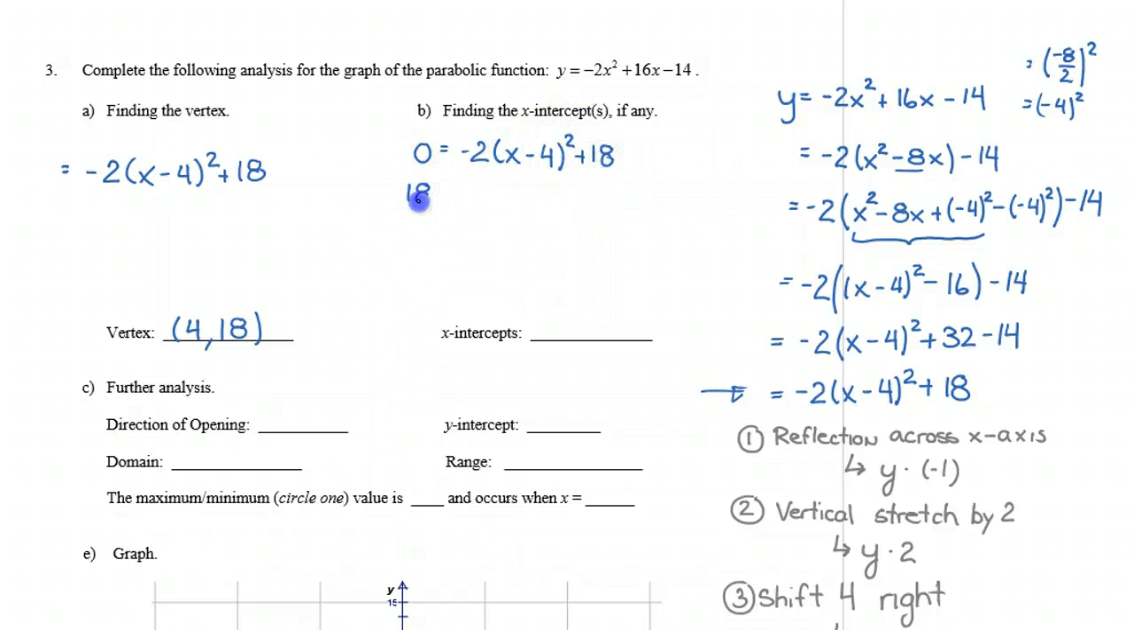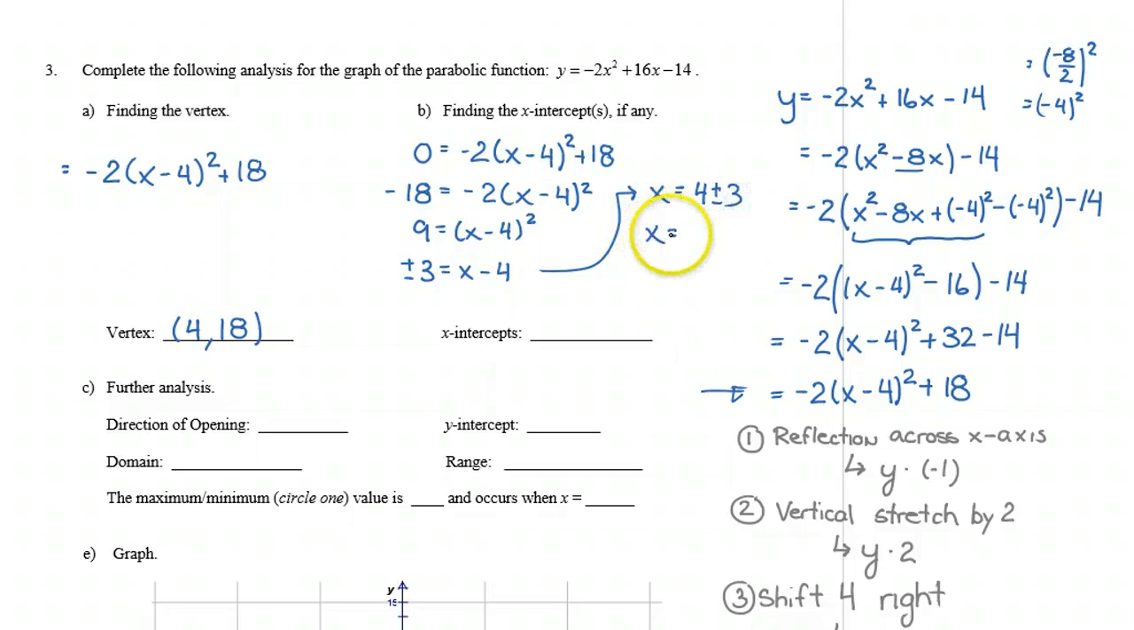So we end up with 18 is equal to 2 times x minus 4 squared, so I get 9. Then I take the square root, so I get plus or minus 3. Therefore, x is equal to 4 plus or minus 3. So x is equal to 7 or 1. So the x-intercepts are going to be (1, 0) and (7, 0), which makes sense because 4 is going to be halfway in between those two values.